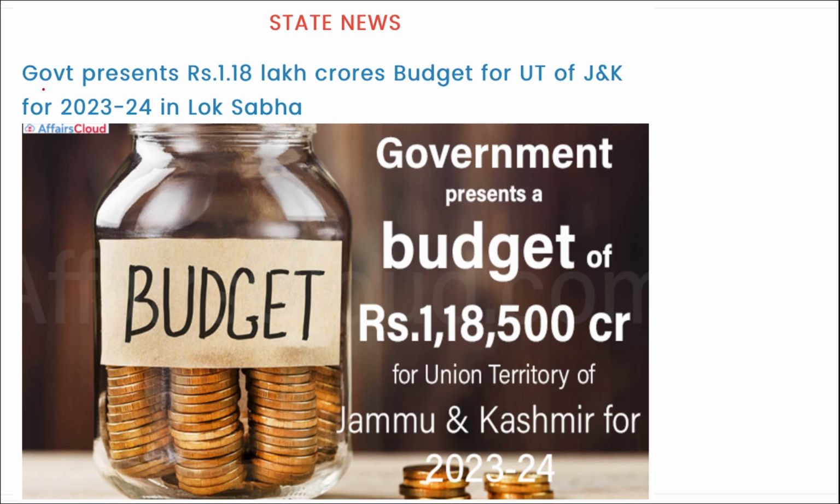Next, the government has recently presented a 1.18 lakh crore rupees budget for Union Territory of Jammu and Kashmir for 23-24 in Lok Sabha. Remember, recently Nirmala Sitharaman, who is the Minister of Finance, presented the budget for the Union Territory of Jammu and Kashmir for 2023 in Lok Sabha, and the budget was for 1,18,500 crore rupees. Alright, mark this.